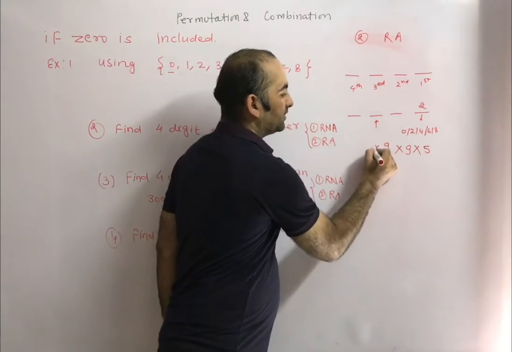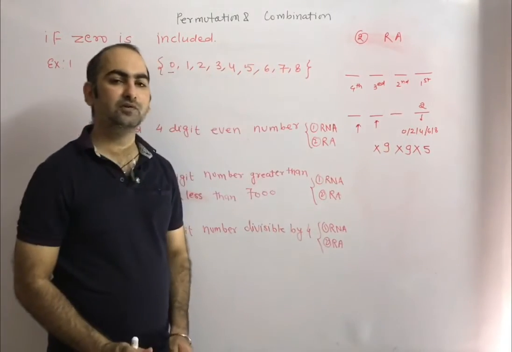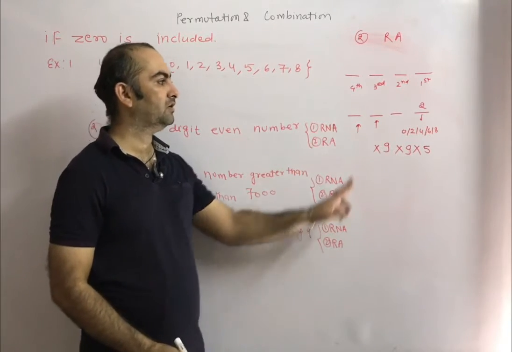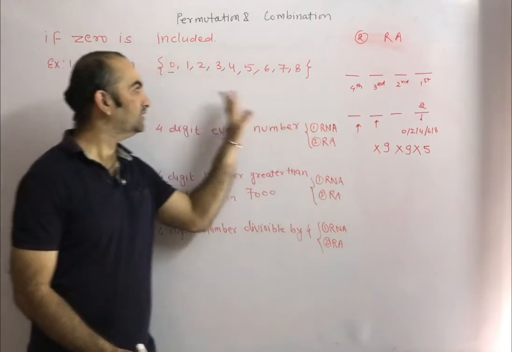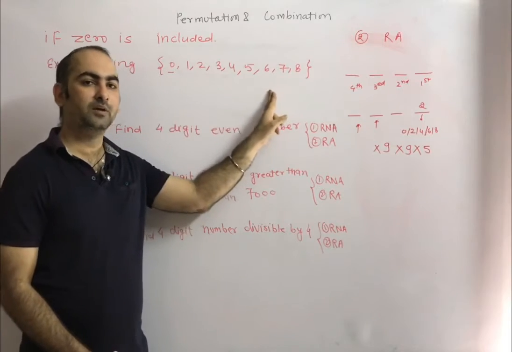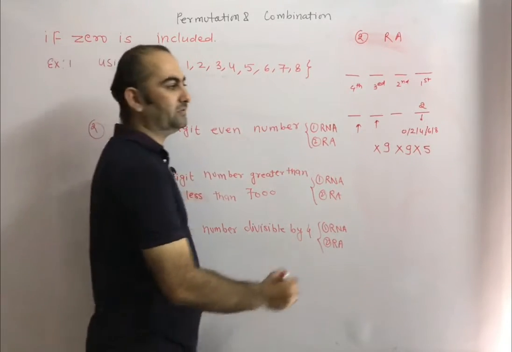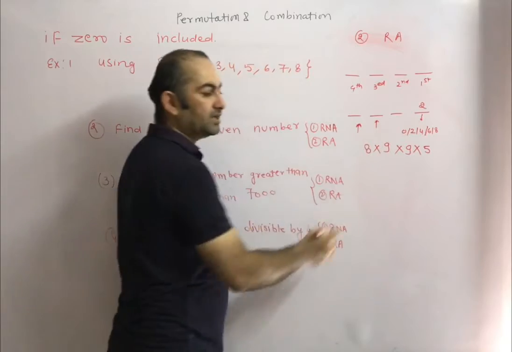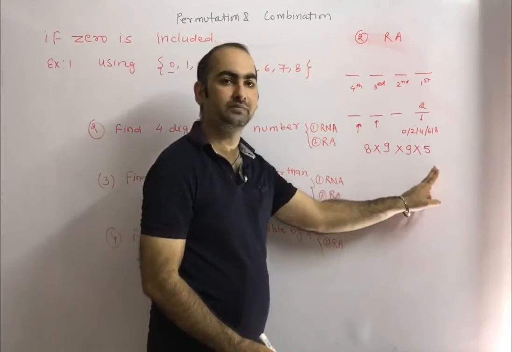Okay, again multiplication. Fourth place. Okay, at fourth place we have to take care, because at fourth place we can't put 0. Other than 0 we can put any number. Correct? Because repetition is allowed. So how many choices do we have for this one? 8 choices. So what is the answer? 8 into 9 into 9 into 5. This is your answer.